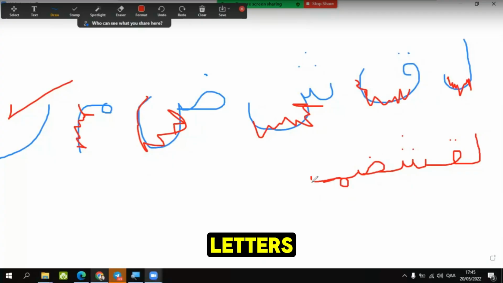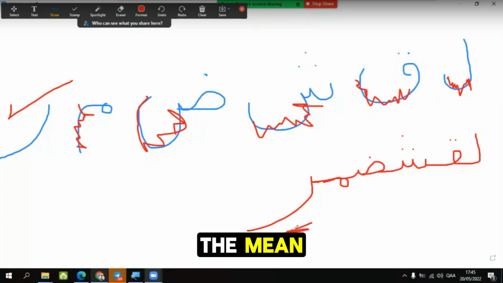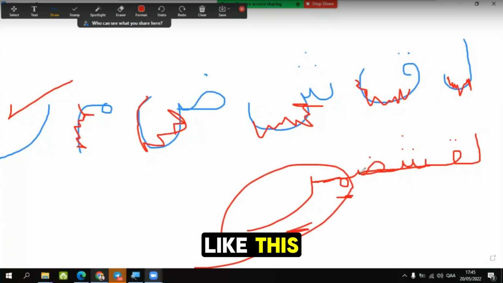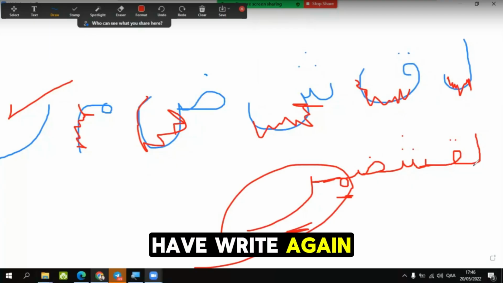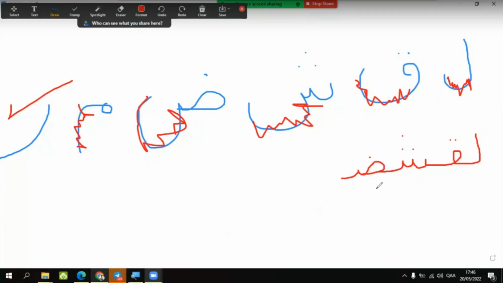So only two letters here get caught from the top: the meem and the ra, because both of them are under the line. Most of the letters get caught from under the line. Like this. And this, you have written again the whole word correctly with no mistakes at all.